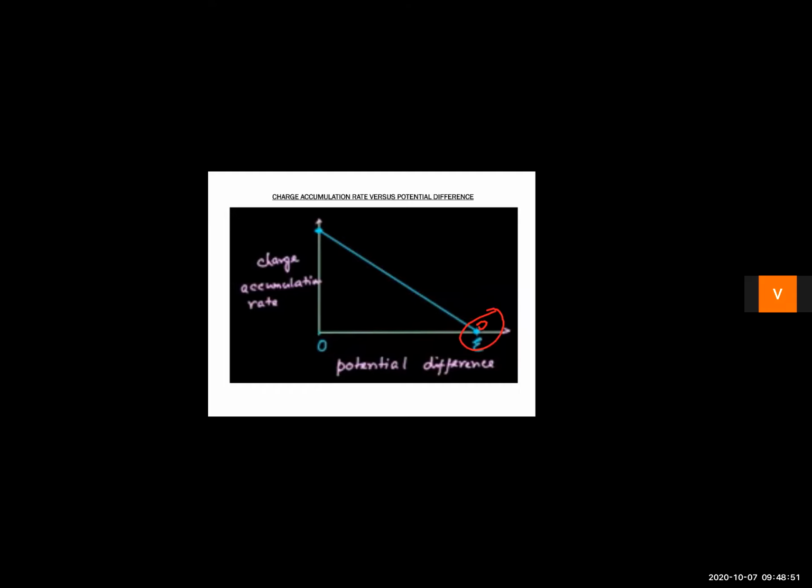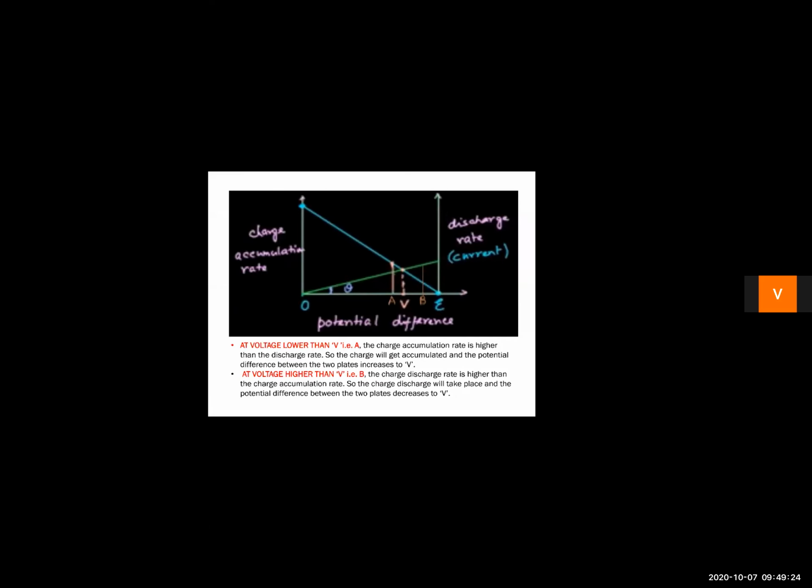So this is the graph showing you the charge accumulation rate versus potential difference. The charge accumulation rate initially was very fast. The reactions were taking place very fast, the ions were moving very fast and getting deposited, the positive and negative charges. But they stopped when the potential difference reached the value E, that is EMF. Excellent. So this is the graph for that.